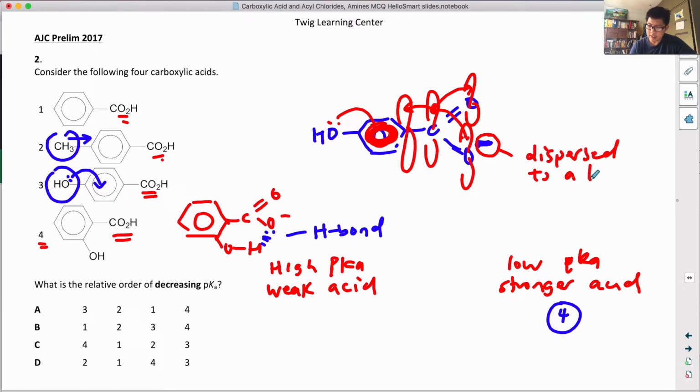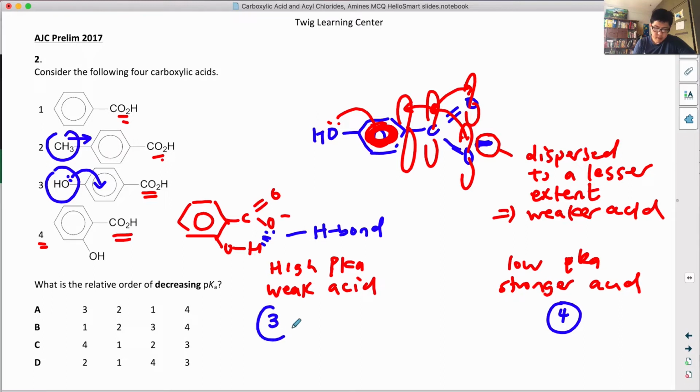to a lesser extent. Okay, so if it's dispersed to a lesser extent, it means the acid is going to be a weaker acid. Okay, it's going to be a weaker acid. So the weakest acid here is actually number 3.